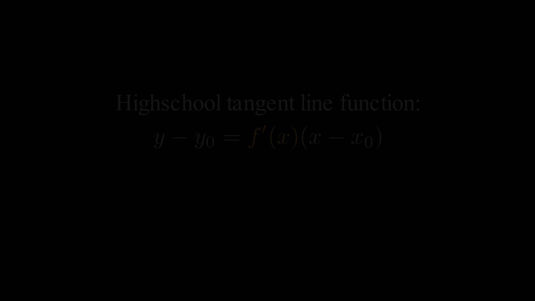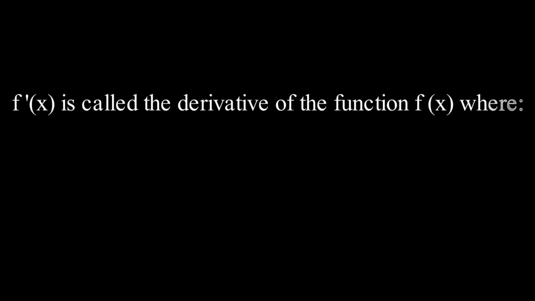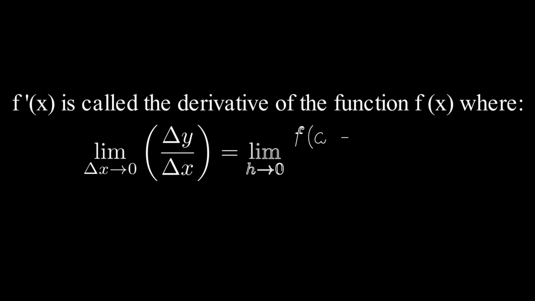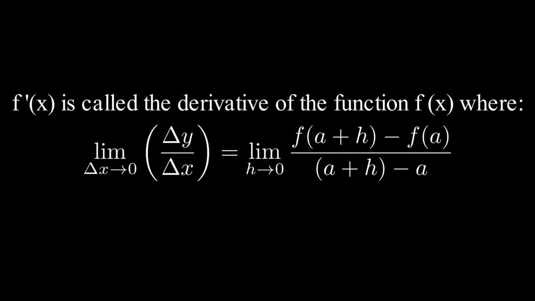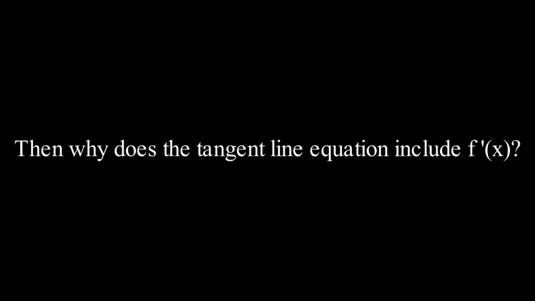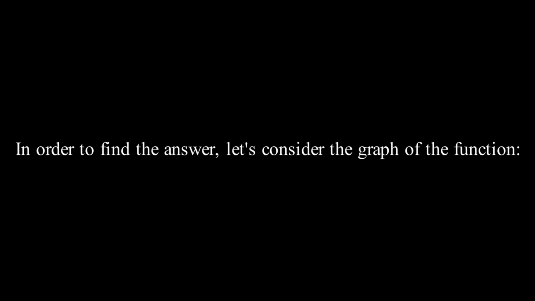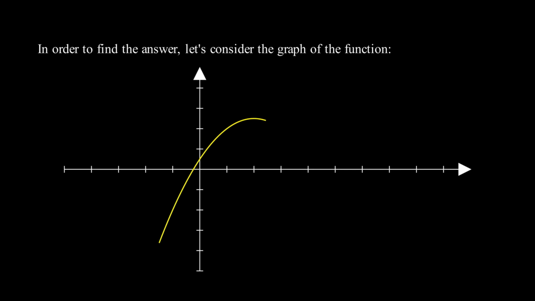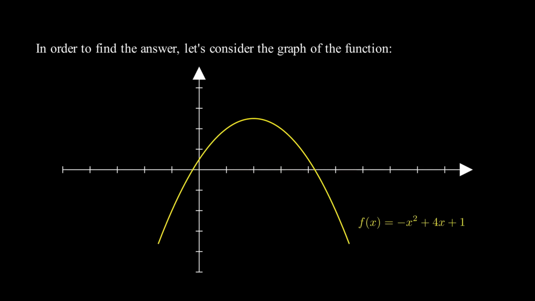In high school, most of us were familiar with writing tangent line equations of this form. In that equation, f'(x) represents the slope, also known as the derivative. Why does the tangent line equation include f'(x)? In order to find the answer, let's consider the graph of the function f(x) = -x^2 + 4x + 1.